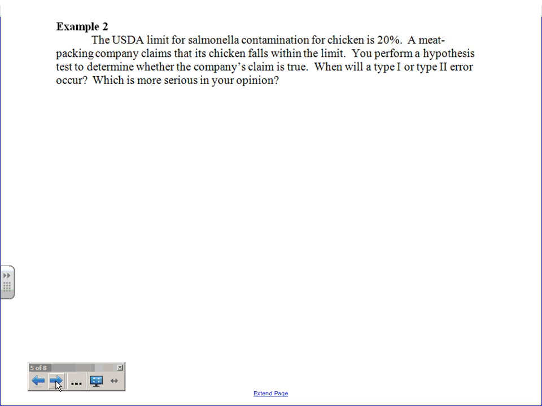So the first thing, let's actually just write out the 2 hypotheses. And then find out where is the claim in all of this nonsense. So, well, we're talking about P, right? Probability. So which one's the null?